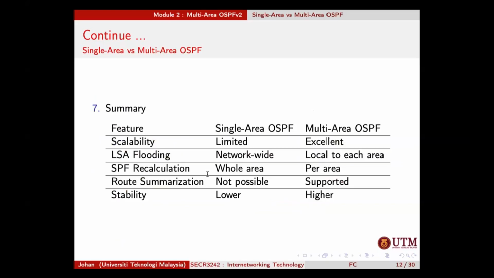So, to summarize the advantages or comparison between single and multi-area: first, scalability issues, LSA flooding, and shortest path finding recalculations, then route summarization, and also stability issues. So that's the summary that we mentioned just now during my lecture.